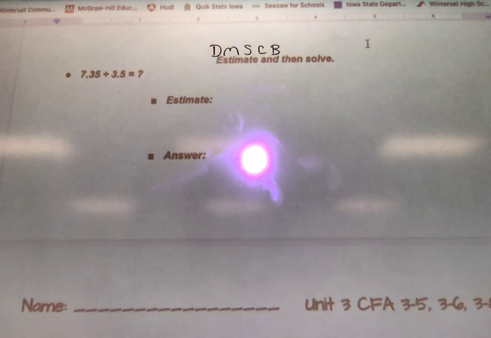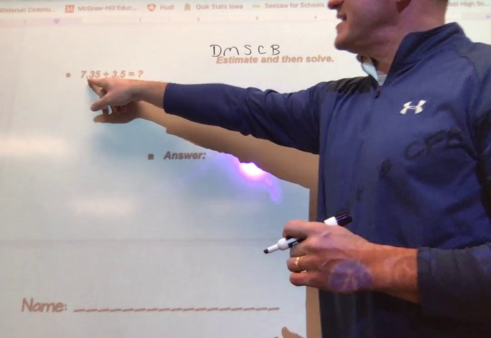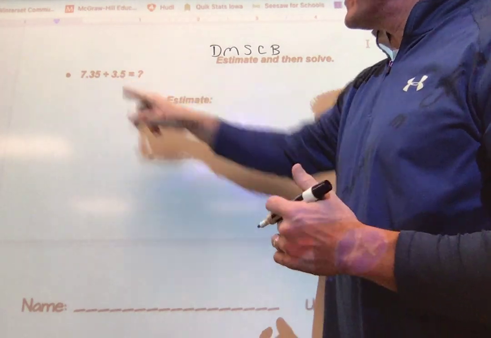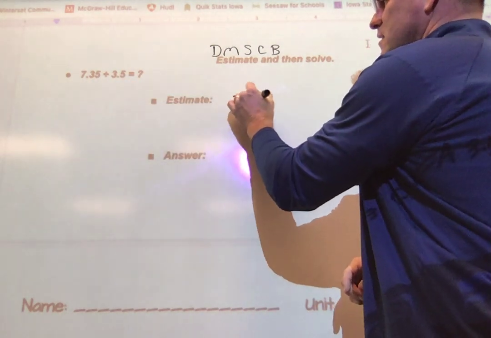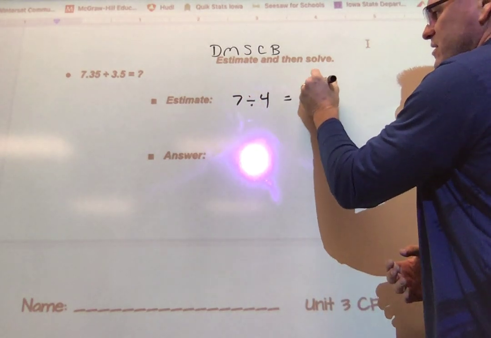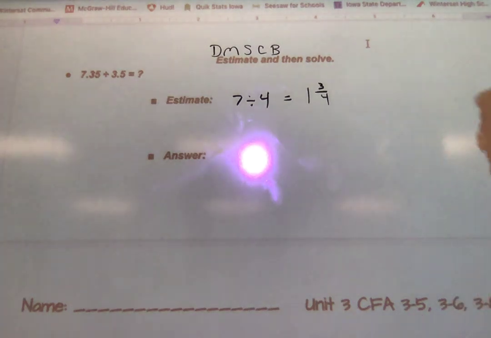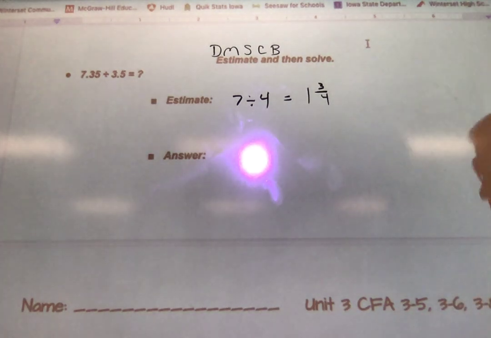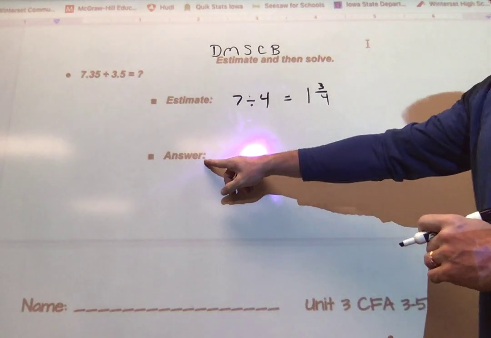Okay, the next one we're going to estimate and then solve this one here. And I see it's about 7 divided by, we could round that up to 4. 7 divided by 4, we're going to get somewhere. That'd be about 1 3/4 or 1.75. Again, that'll be very close to my answer, so we'll go ahead and work it now.